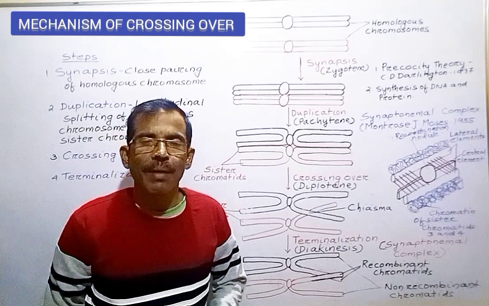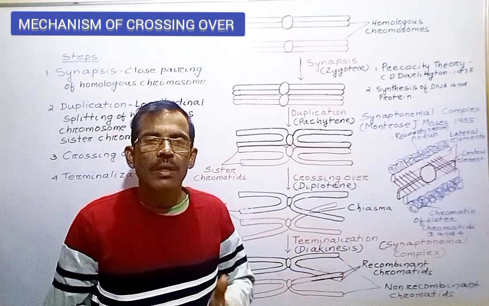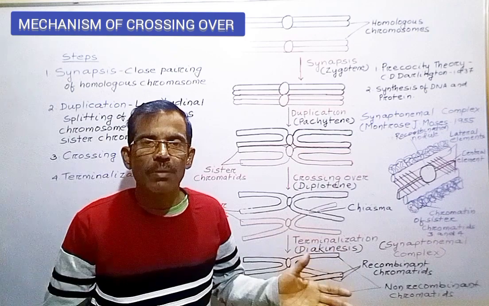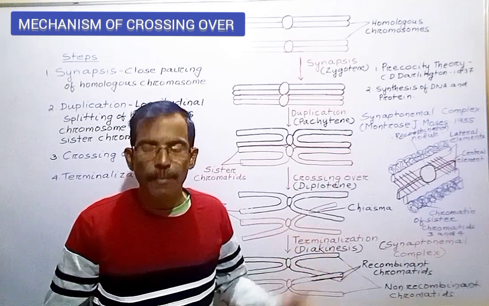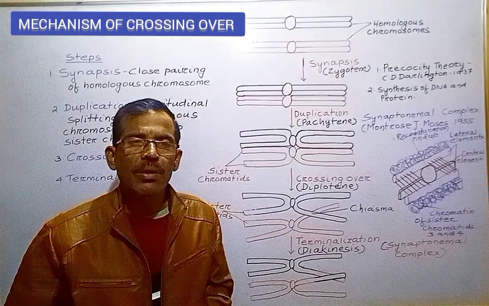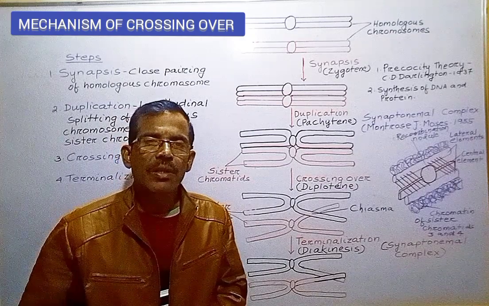So friends, the process of crossing over gives rise to genetic variability among the population. So friends, this is all about the mechanism of crossing over.